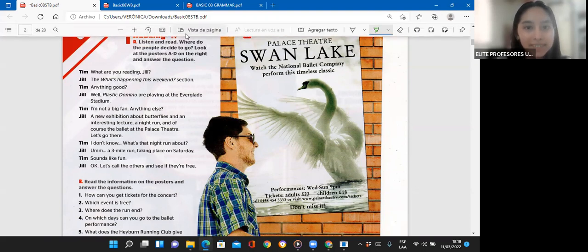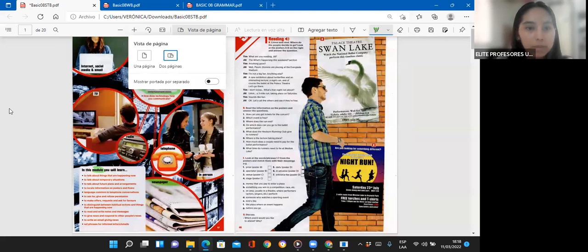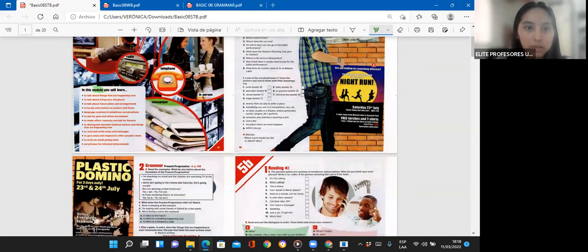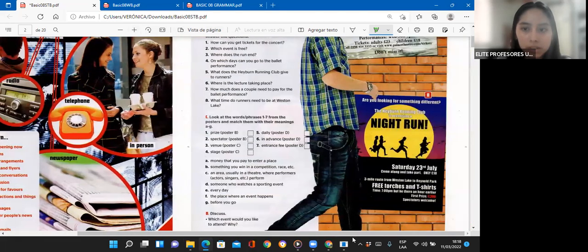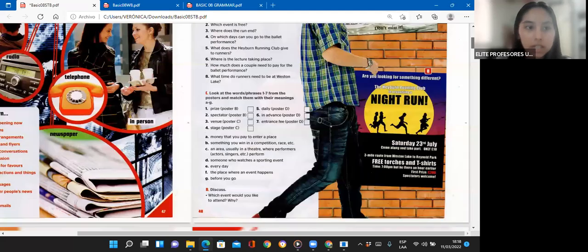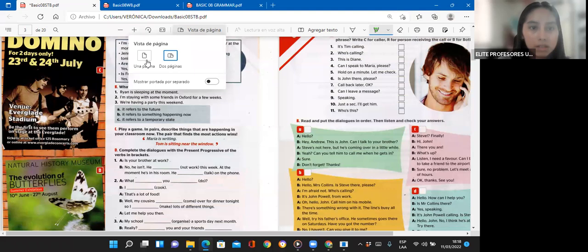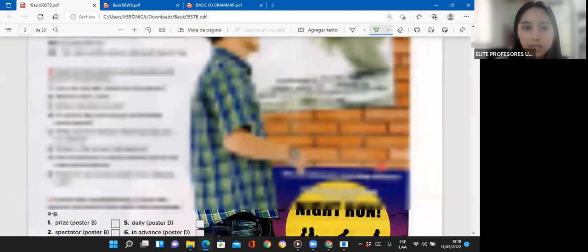Hey, you listen to the accent, right? Which I don't understand. It's definitely British. Okay, you may be wondering, where are the posters? Okay, they are here. I'm going to zoom in a little more. Okay, here we have poster A, B, and then we have C and D. Can you see that? I think it's better this way, yes. Okay, let's start.